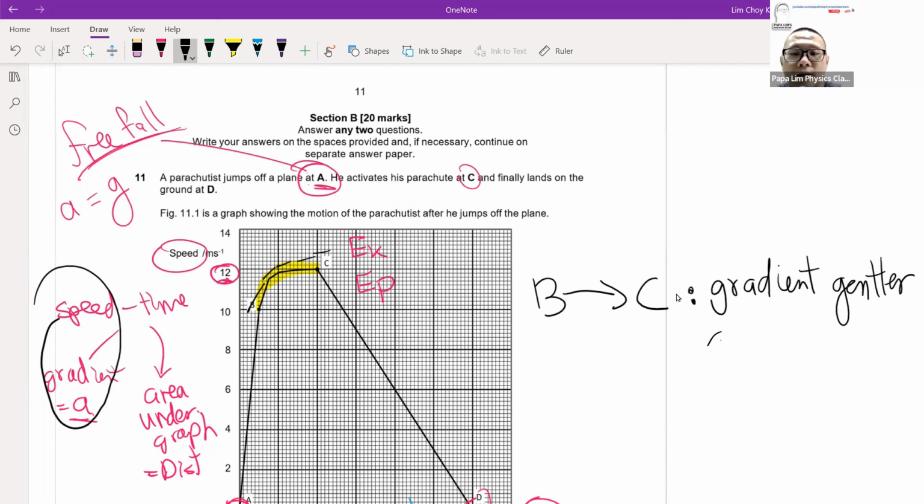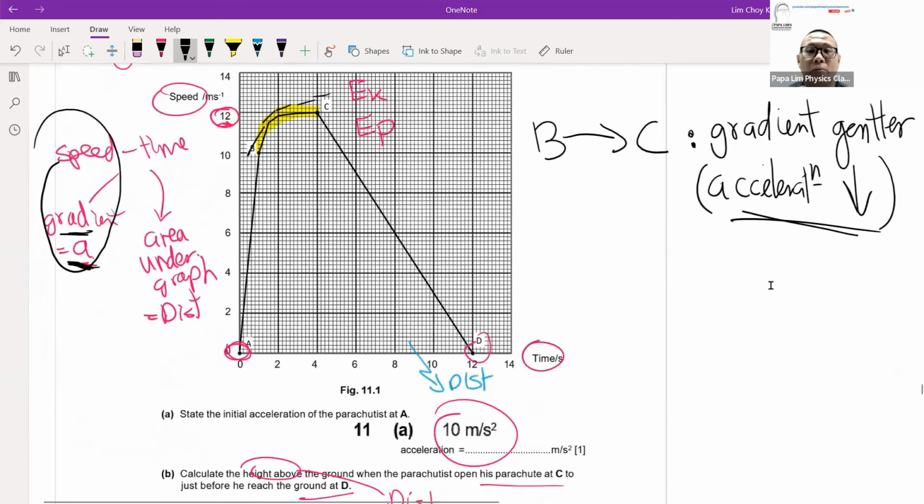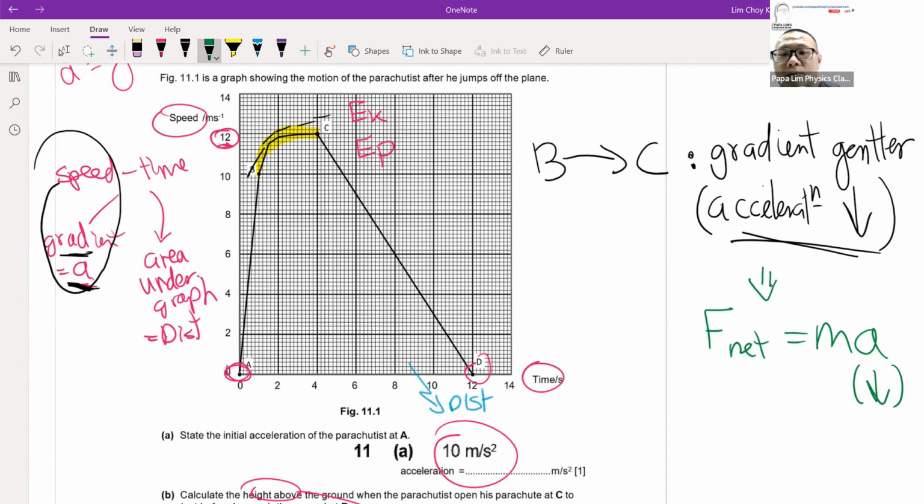aka the acceleration experienced is actually decreasing. That's what the graph is trying to tell you. The gradient has everything to do with acceleration. So the gradient getting gentler and gentler, or smaller and smaller, means the acceleration is getting smaller and smaller. And when acceleration gets smaller, you infer from F net equals ma, Newton's law, that the net force experienced by the object will also be getting smaller and smaller.